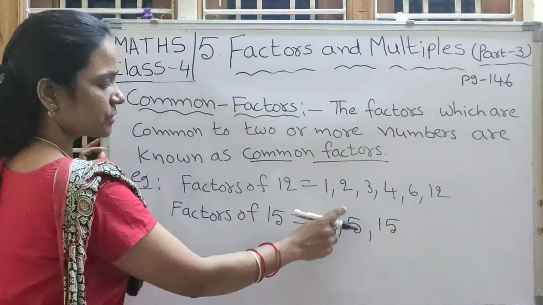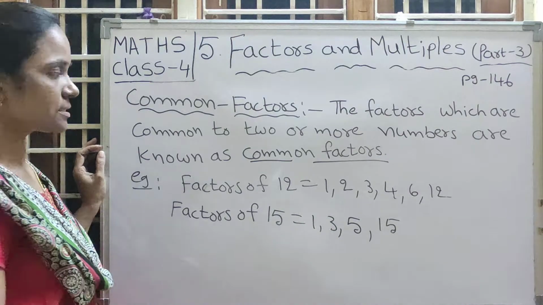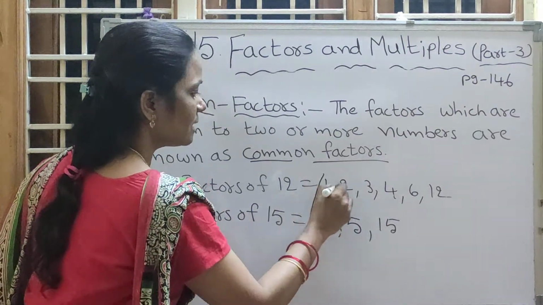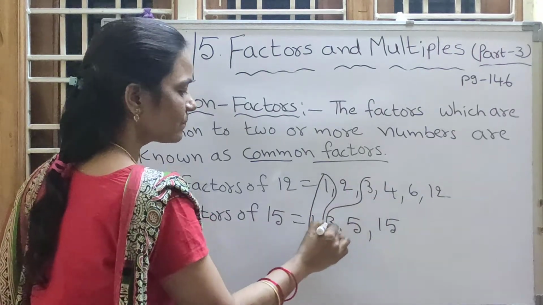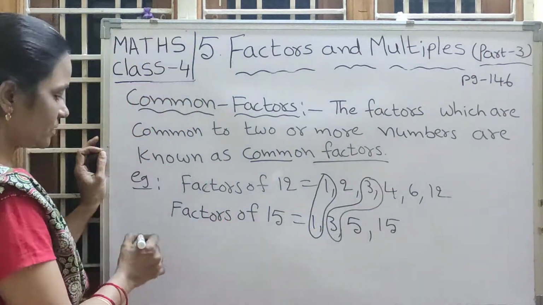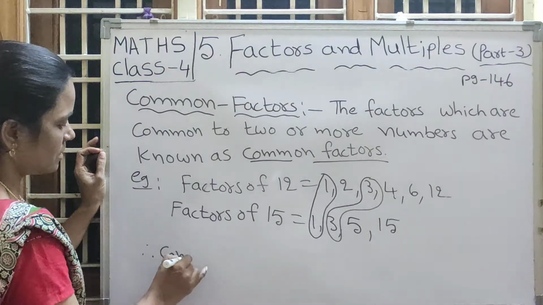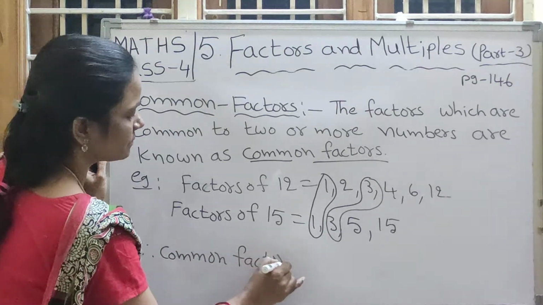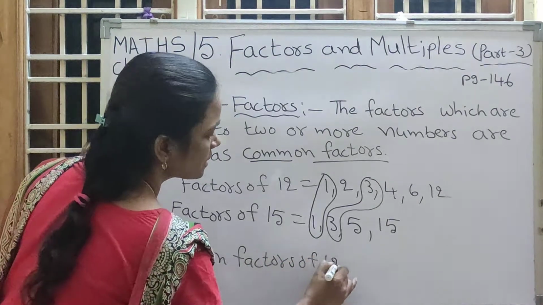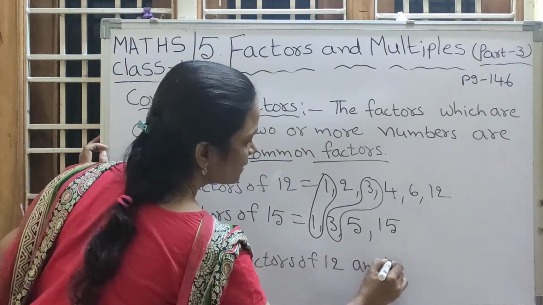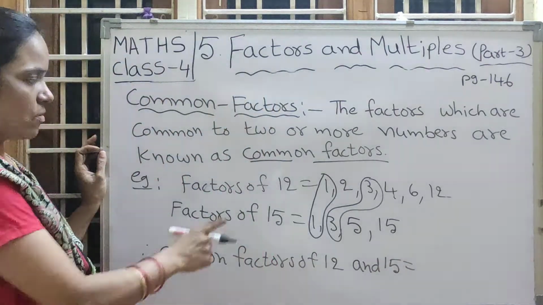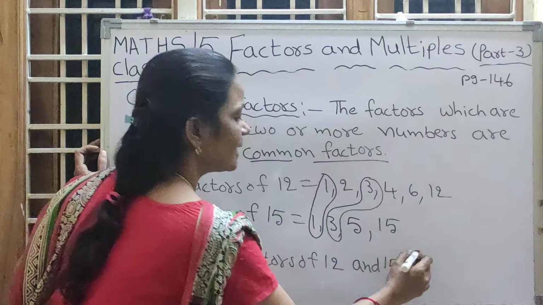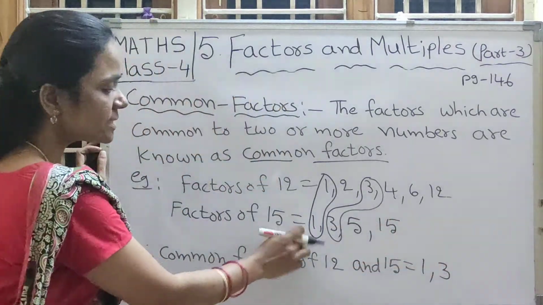Now observe these two. What are the common factors? 1, so circle 1. The next common factor is 3. So write down, therefore, common factors of 12 and 15 is equal to 1, 3. So these are the common factors.